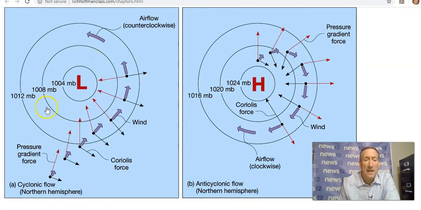So again, cyclonic wind flow, this is all in the northern hemisphere. Wind flows counterclockwise around low pressure. Again, these black lines around low pressure are isobars, lines of equal pressure. And you can see the closer you get into low pressure, that's where we're looking at lower pressure.